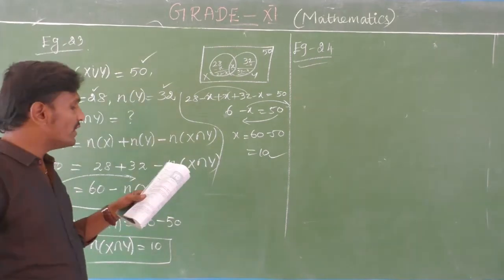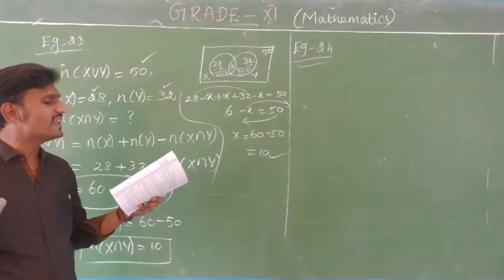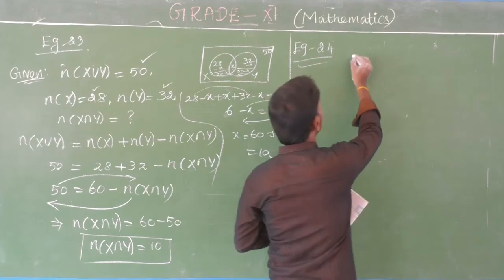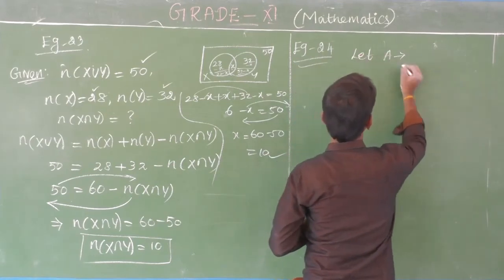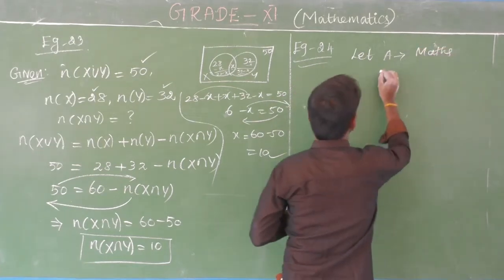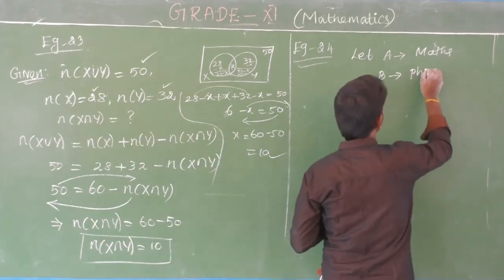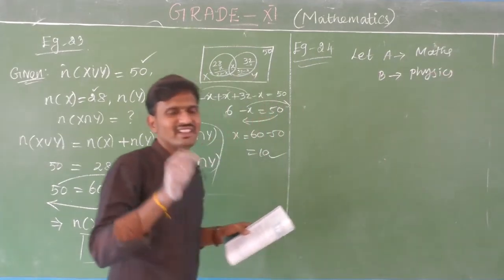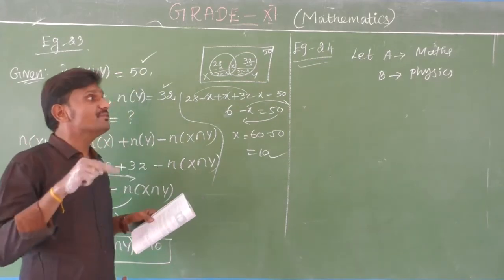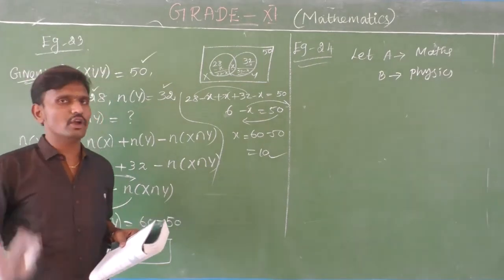So example 24 is given. In the school there are 20 teachers who teach mathematics or physics. Mathematics or physics means, first I am going to take let A be the teachers who teach mathematics, and B I am going to mention as the teachers who teach physics. Otherwise, in your book the first letter M is given for the teachers who teach mathematics, and P for the teachers who teach physics. Whatever you take, no problem.